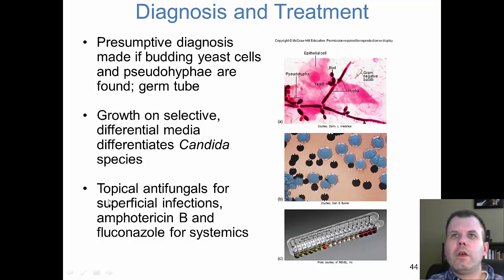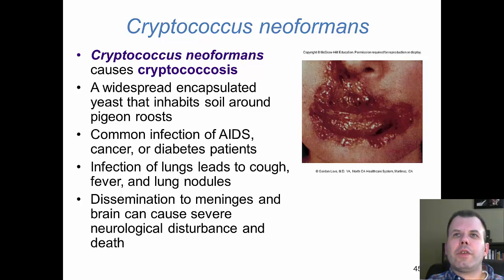Okay, now another one is Cryptococcus neoformans, and it causes cryptococcosis. And again, this is not Cryptosporidium. That's going to be something we're going to be talking about in the next chapter, chapter 23. This is actually a fungus. Cryptosporidium is a eukaryotic pathogen that's found in water. These guys are found in soil and in pigeon roosts, and again, it's a common infection in AIDS patients, cancer, and diabetes patients, where again, circulation is weakened, immune system isn't working as well, and so you see this again.